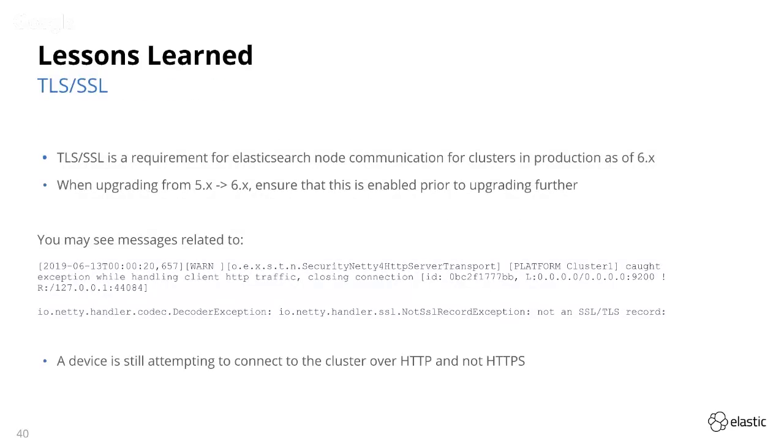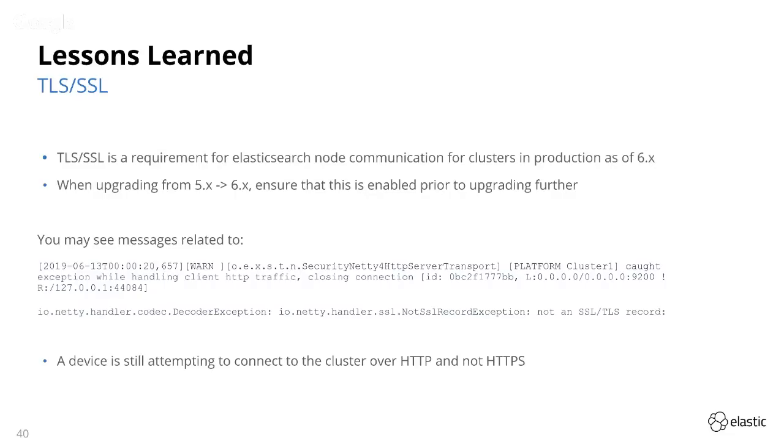One of the things we speak with customers about, and I think this is related to a question I saw in the chat, is that when you're going to production, TLS and SSL is a requirement for Elasticsearch node communication for clusters in production as of 6.x. So let's say you're coming from a version, maybe 5.x, where you haven't enabled it yet. When you upgrade from 5.x to 6 or even to 7, you want to make sure you configure SSL and TLS for the communication between nodes.